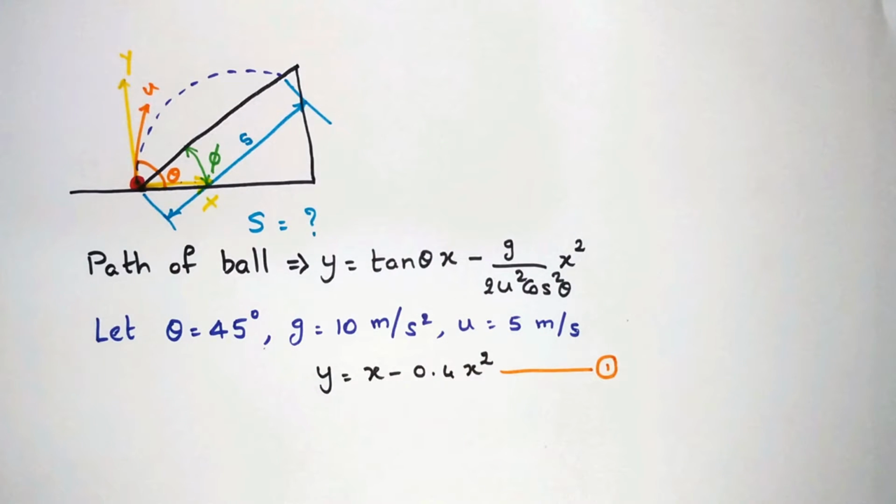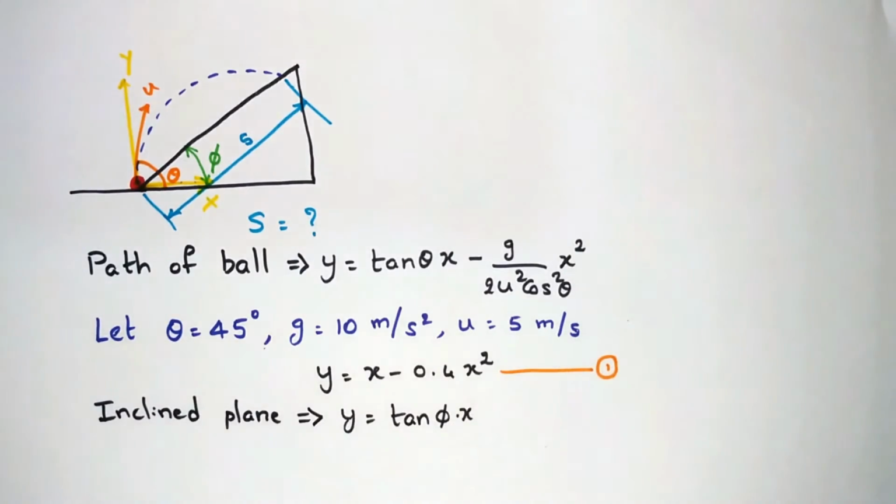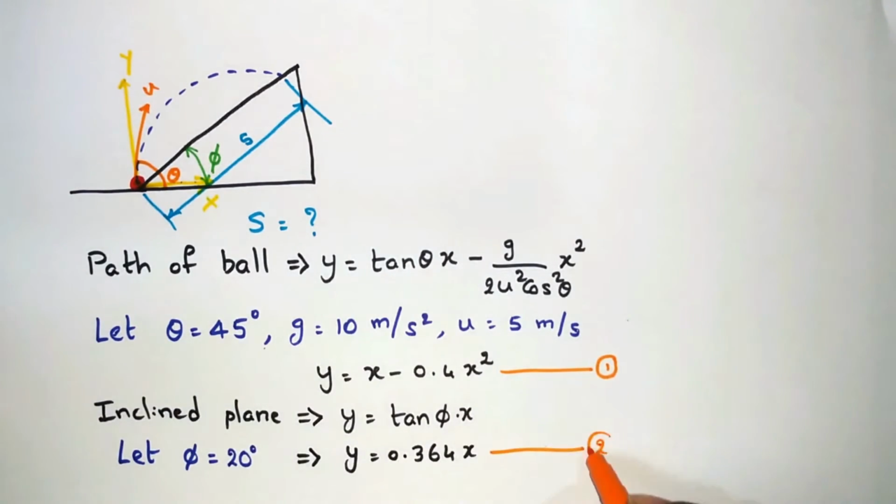Now we need to consider equation of the inclined plane, which is a straight line making an angle phi with the x-axis. So taking phi as 20 degree, we can find its equation as y equal to 0.364x. Let it be equation 2.